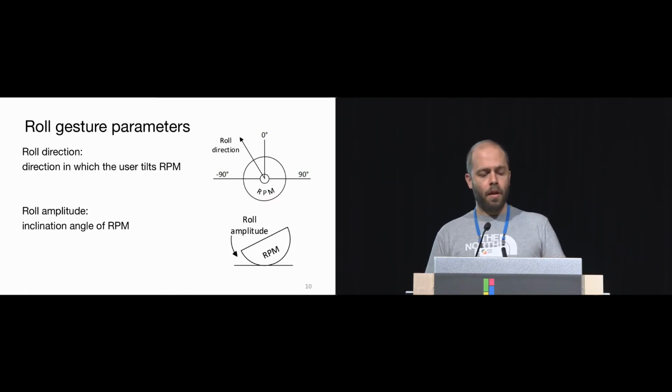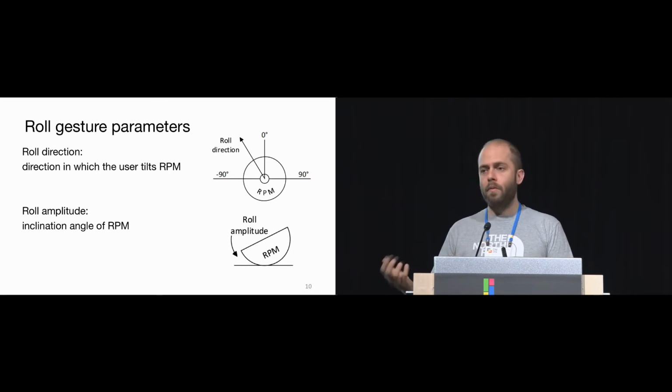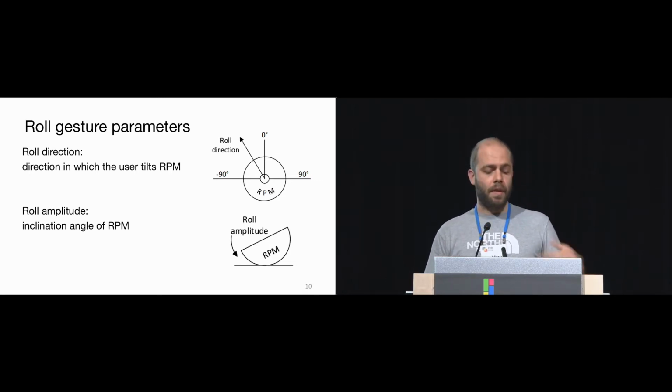So the direction is from a top-down point of view on the Roly-Poly mouse, the direction in which the user tilts the device. While the roll amplitude is from a side view, the inclination angle of the device once it has been rolled.